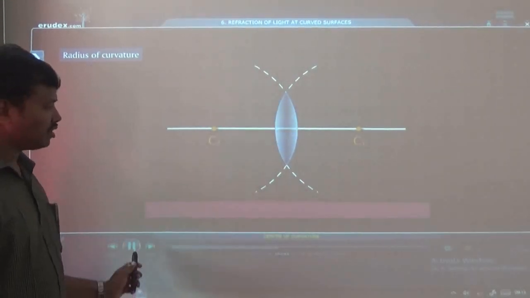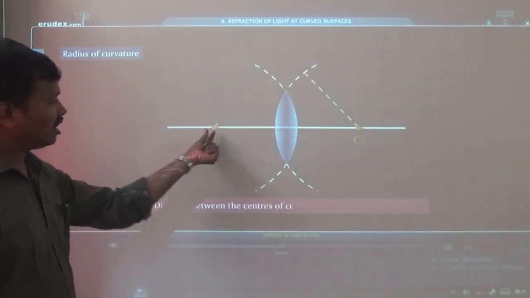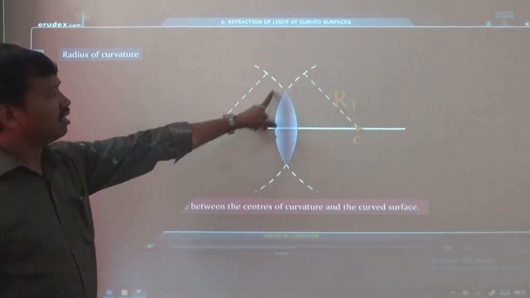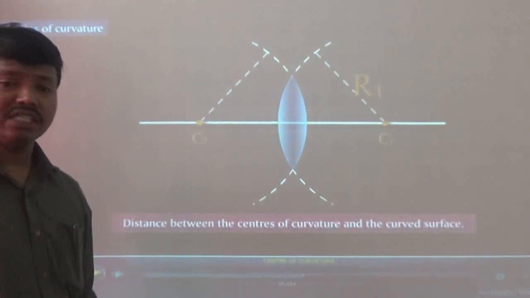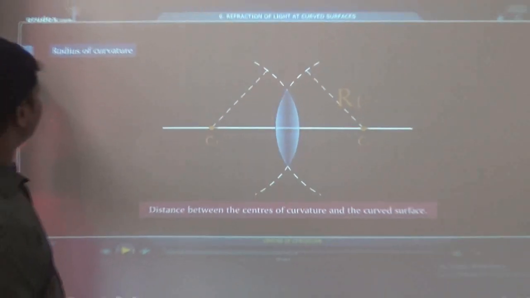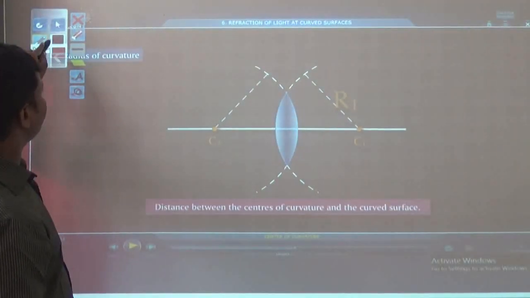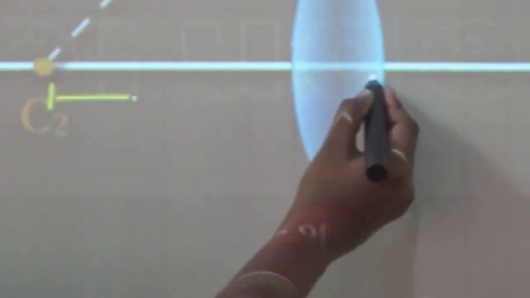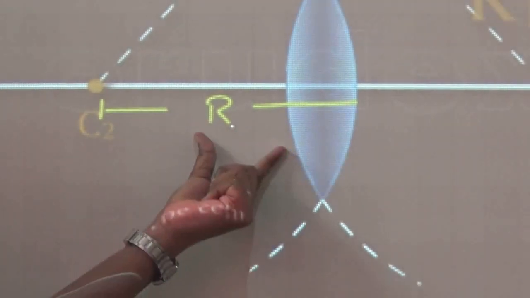Again, you know the radius of curvature. The radius of curvature is the distance between the center of the sphere and a point on that curved surface. The distance from the center to a point at the edge is the radius of curvature. Now, this is the radius of curvature.